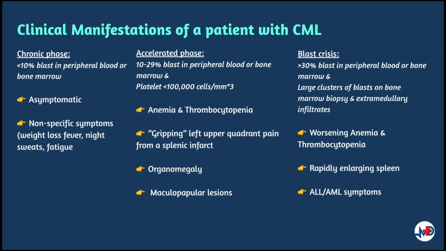Moving on to the clinical manifestations of CML. Phases of CML are dependent on factors such as blast percentage, platelet count, and extramedullary infiltration, as seen in the tabulation on the slide. In the chronic phase, we often find that these patients are asymptomatic. CML in its chronic phase is often subclinical and can stay so for up to a decade. In symptomatic patients, the onset of non-specific symptoms is insidious.